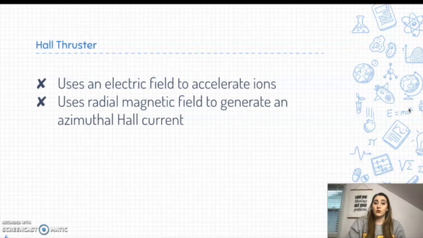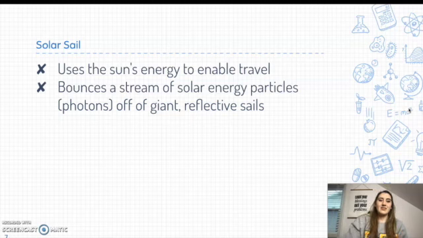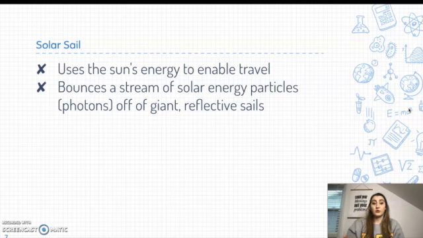We also have the Hall thruster, which uses an electric field to accelerate ions, and it uses radial magnetic fields to generate an azimuthal Hall current. And then we have the solar sail. The solar sail uses the sun's energy to enable travel. It bounces a stream of solar energy particles, photons, off of a giant reflective sail, which creates thrust.